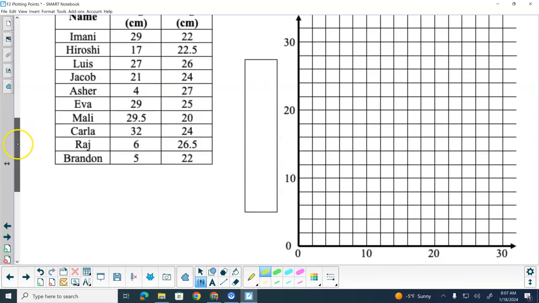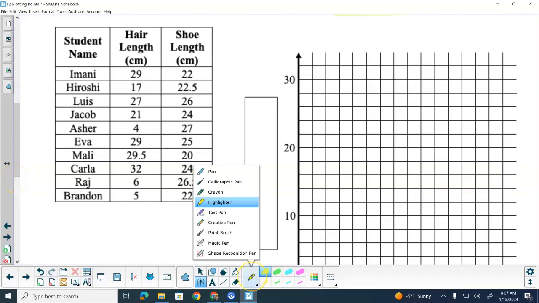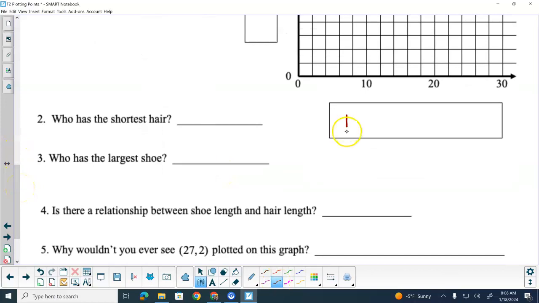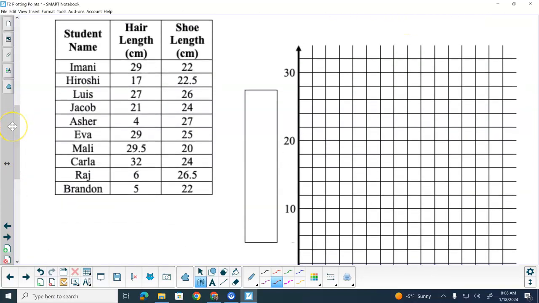So in that box on the horizontal, down here, we're going to put hair length. So now hair length has become our x value. No. So hair length is now our x. Shoe length is now going to be our y.